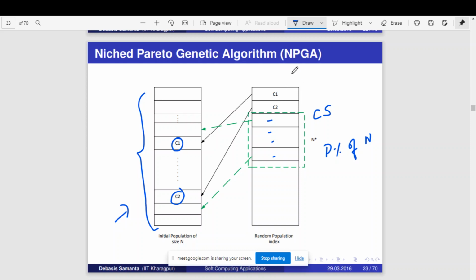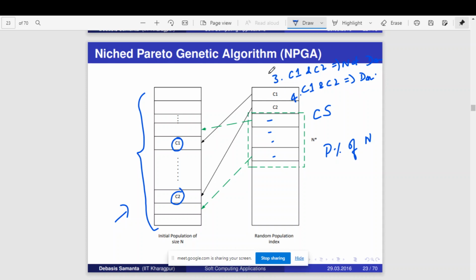Yeah, that is one possibility. Both C1 and C2 may not dominate the comparison set. And another thing is, both may be dominating. So the other two possibilities: both C1 and C2 may not dominate the comparison set. That is one case, we can call it case 3. Case 4 is both C1 and C2 may dominate the comparison set.